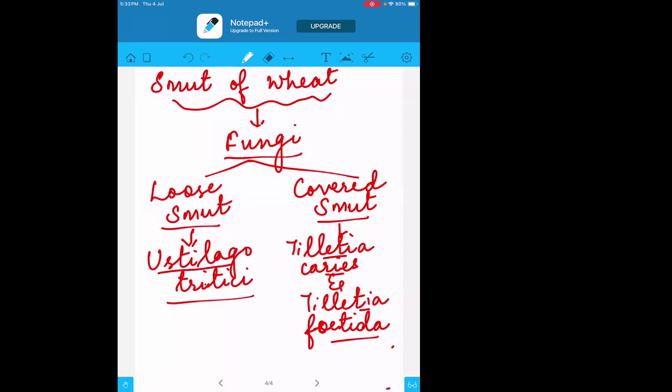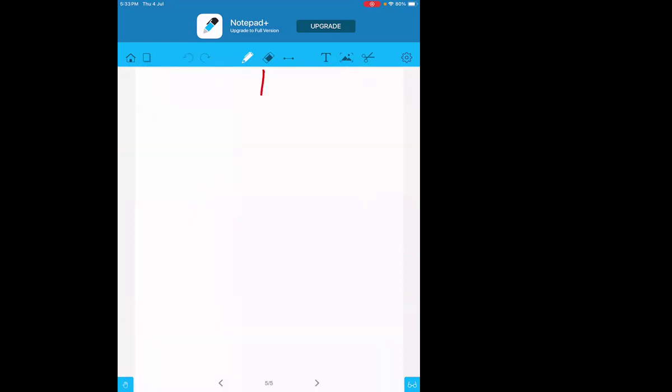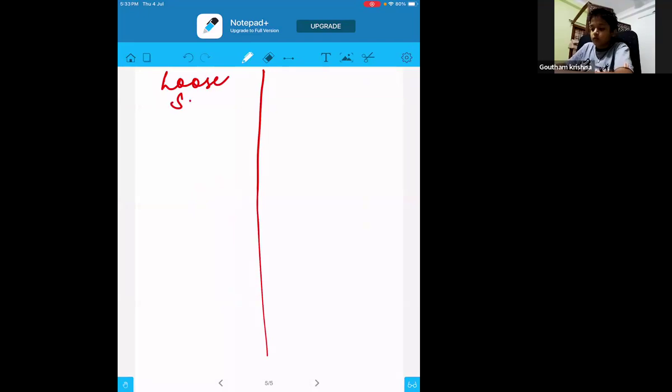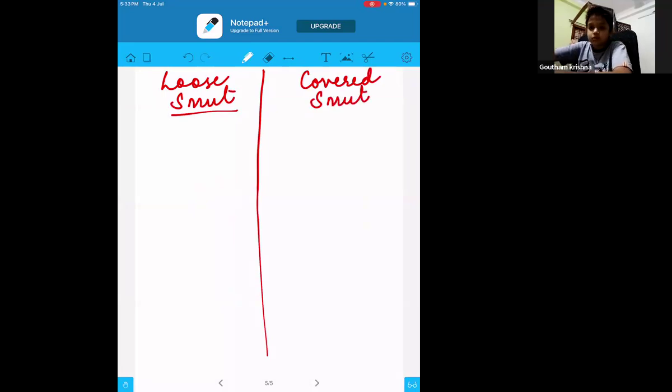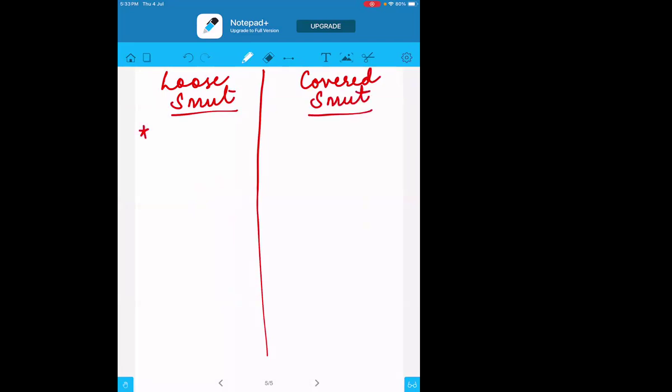Now, let's see the difference between the loose and the covered smut. So, loose smut, in the loose smut, what happens? Ma'am, can you please put the report slide? Yeah, I'll be showing it. Let me complete this. Give me some minutes, okay?